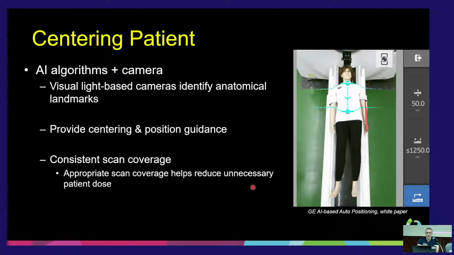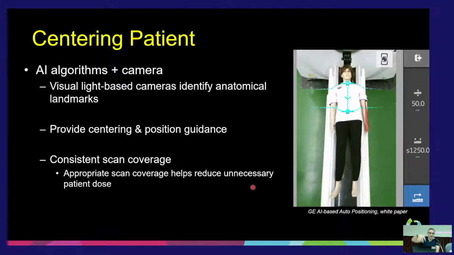So AI, of course, is a big thing, and it's new, but we are seeing it not only affect image reconstruction, but we're also seeing it in other aspects of CT. So most of the vendors now have provided some kind of light-based camera.